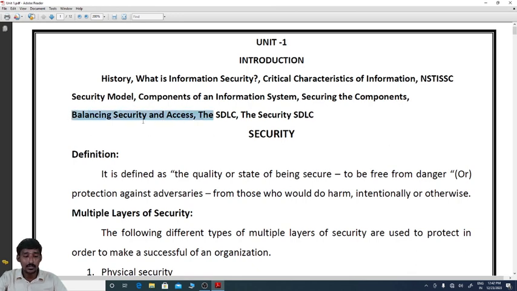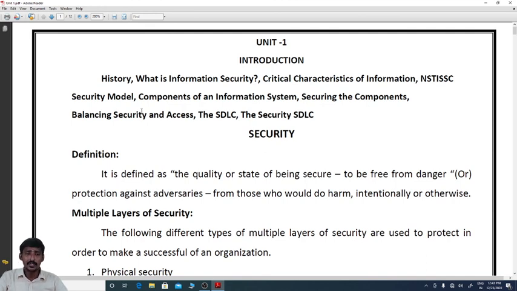security and access is very, very important. We need to maintain security and access, because if you concentrate mainly on security, the problem we get is in accessing, so we are able to access only a small amount of information. And if you concentrate mainly on access, loopholes will be created in protection, that is called insecurity. So we need to make a balance between both protection and access. And for SDLC, there are 6 steps to be followed.